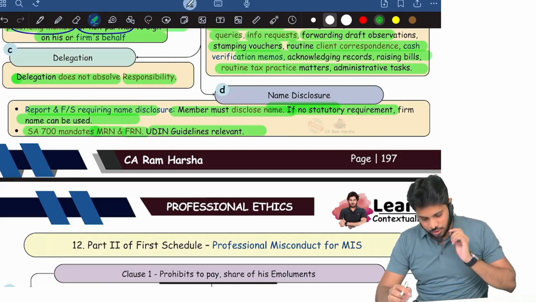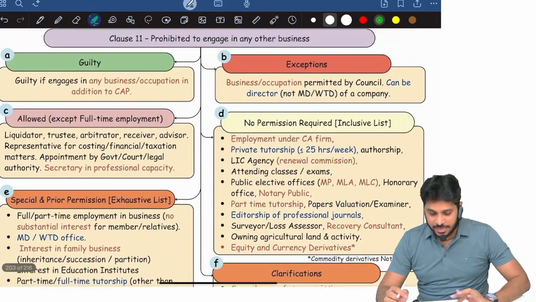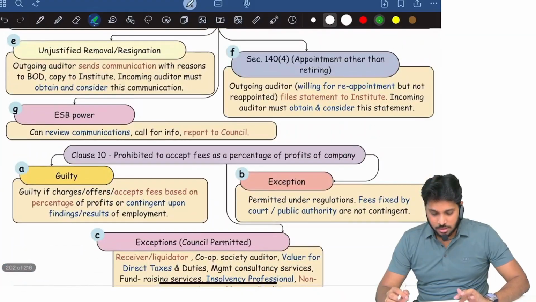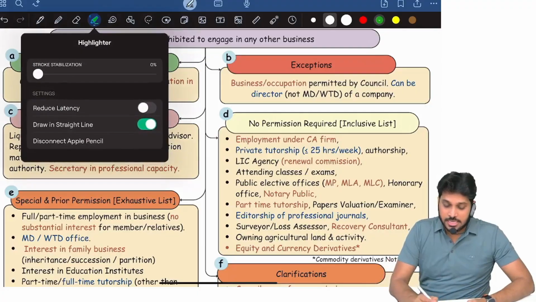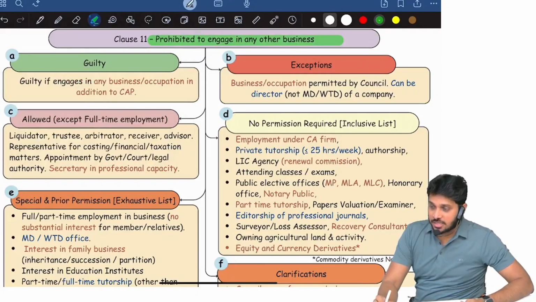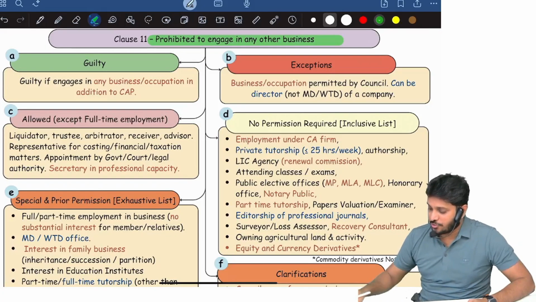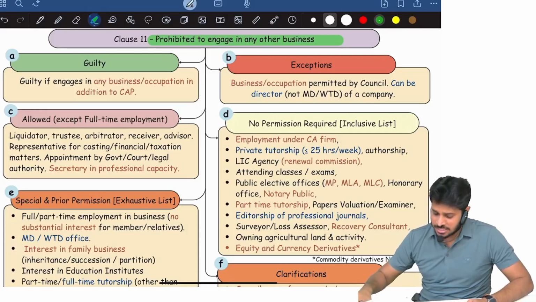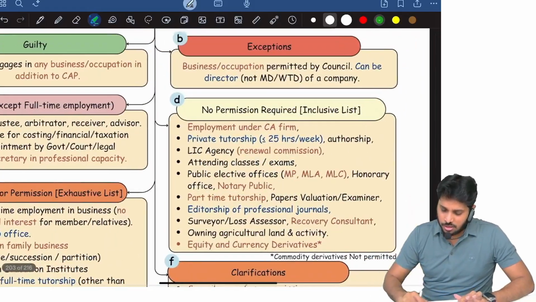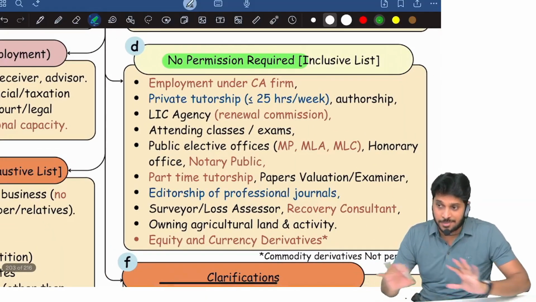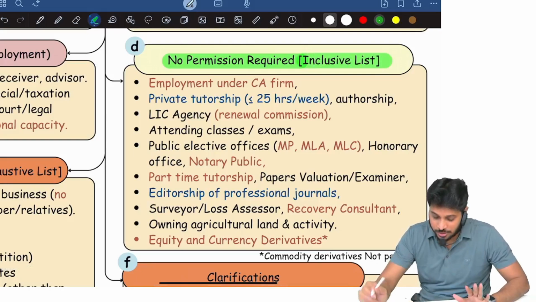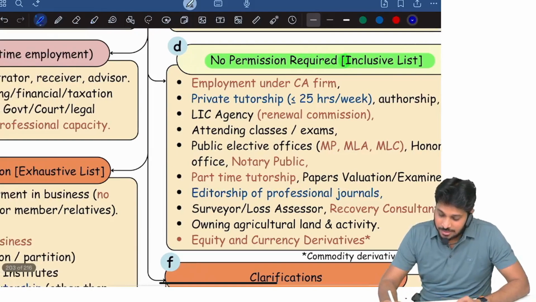Yeah, let's continue. So 5 clauses we completed. Then clause number 11. A CA is prohibited from engaging in any other business. Okay, you should not engage. If you are in practice, you should not do any other business. But there are some general permissions where you don't have to obtain any permission from ICAI, and this is an inclusive list. Sorry, no permission is required.